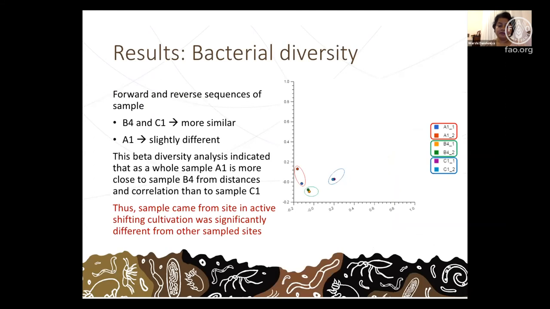So the beta diversity was also calculated. In this study, we have looked at both forward and reverse sequences as a quality control measure. And the results from forward and reverse sequence analysis for regenerating forest and for soil from shifting cultivation were more similar. However, in undisturbed forest systems, the results from forward and reverse sequence analysis were slightly different, which indicates some interferences in the data analytical steps in this platform. However, when we look at it as a whole, we can see that samples from sites in active shifting cultivation were significantly different from the samples that came from relatively undisturbed forest and the regenerating forest soils.